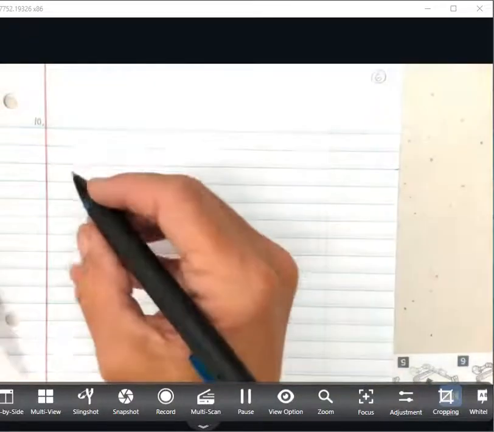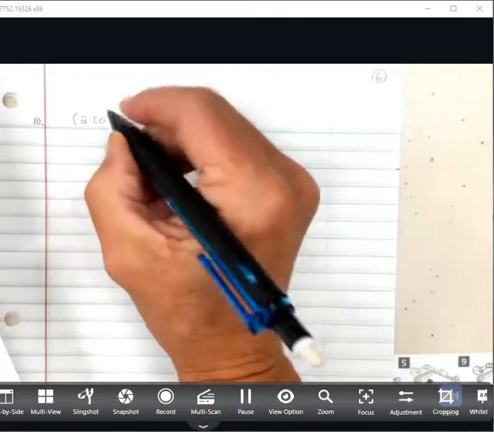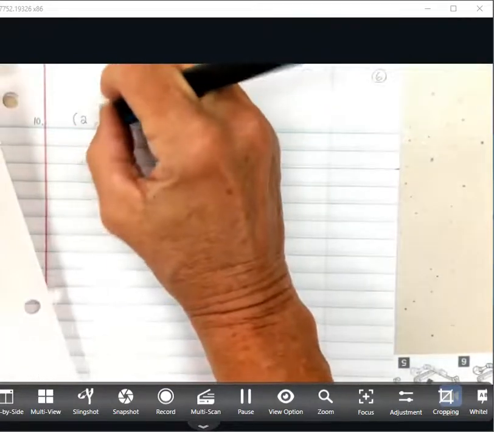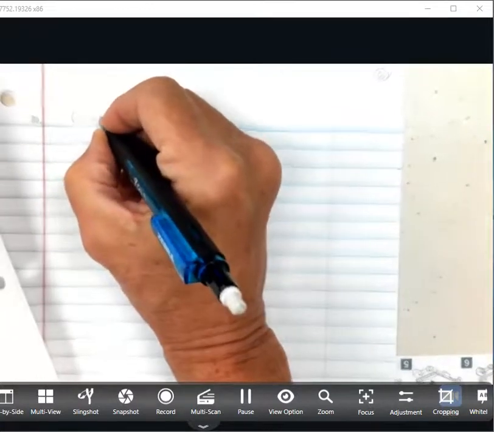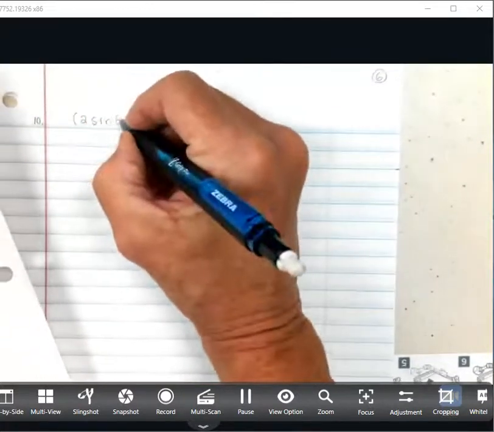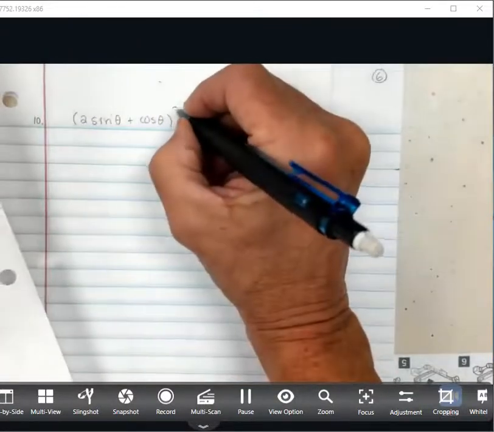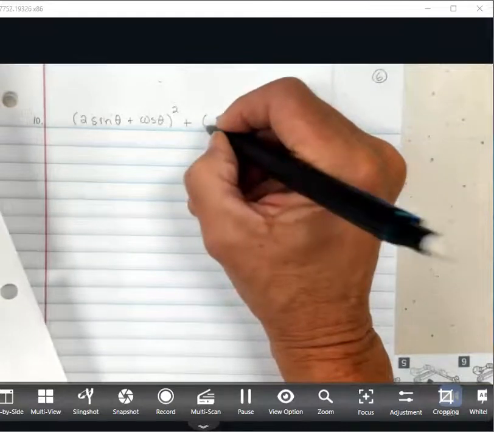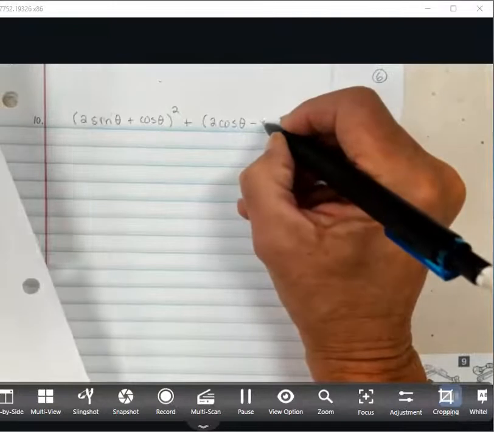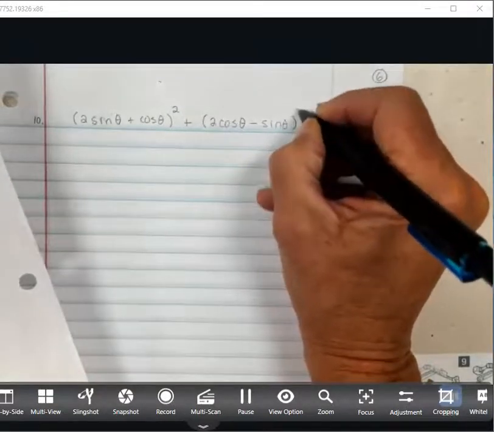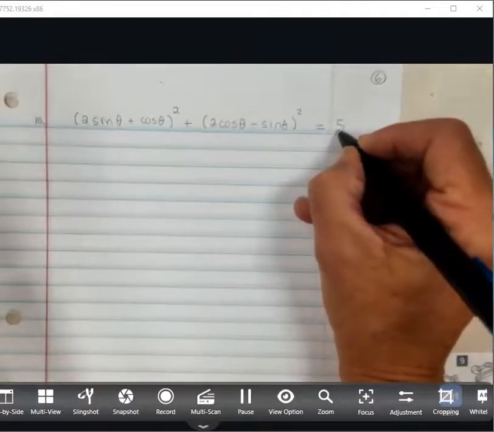All right, so like I said, you guys are saying, I want to take an expression and I want to square it. Well, okay, I'm going to give you two of them. I want you to take the expression 2 sine of theta plus the cosine of theta, square it, then add it to 2 cosine of theta minus the sine of theta, square that, combine like terms, and show me that all you end up with is 5.